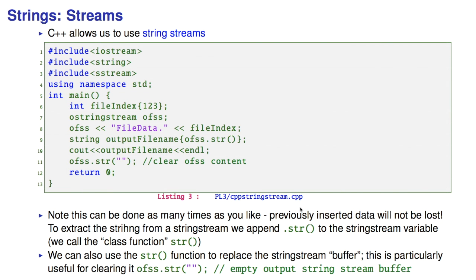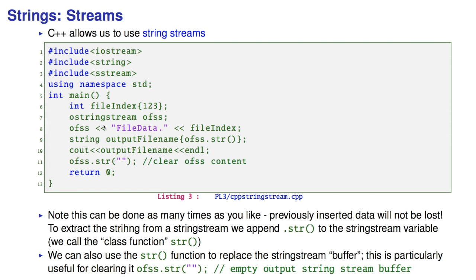Well, C++ allows one to use something called stringstream. So it mixes the idea of an input and an output stream with the idea of strings, using something called stringstream, sstream over there. And for example, in this small piece of code, I define an integer 123. I have an output string stream, ofs. I write to the output stream "filedata." and I write down the file index. So this would generate a name filedata.123 in the string stream data.